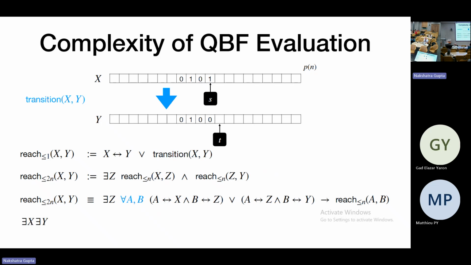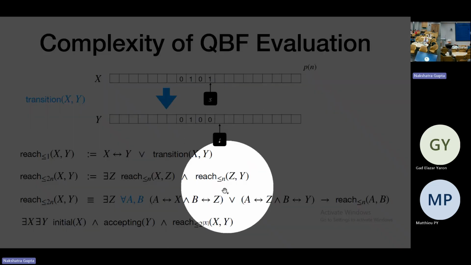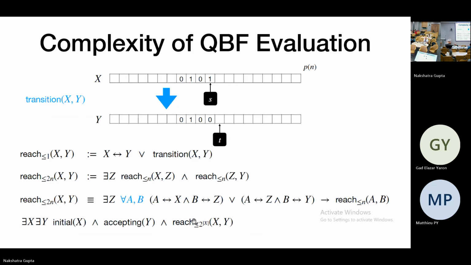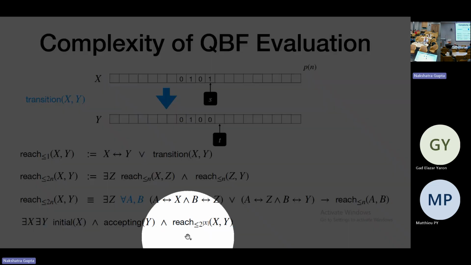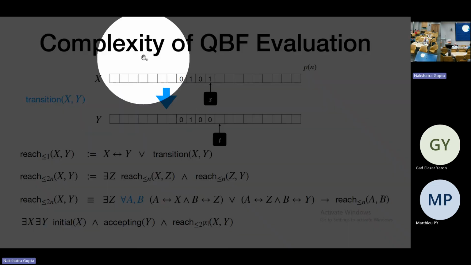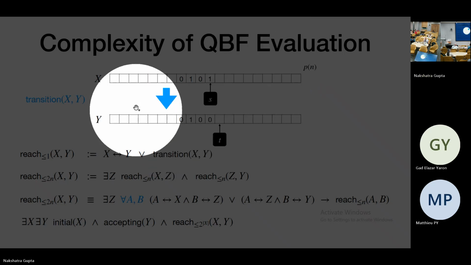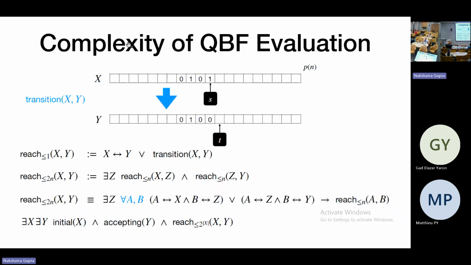And so we're able to express the whole thing here. So we can write down reach for 2 to the size of X. So if X is the set of variables that encodes our configuration, how many configurations are there? Well, at most 2 to the size of X, right? These are all possible configurations.